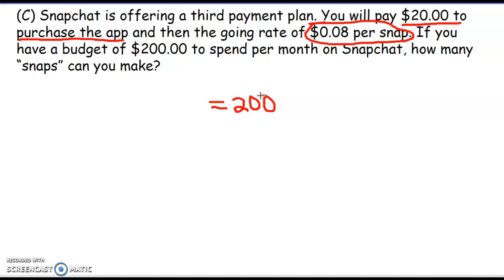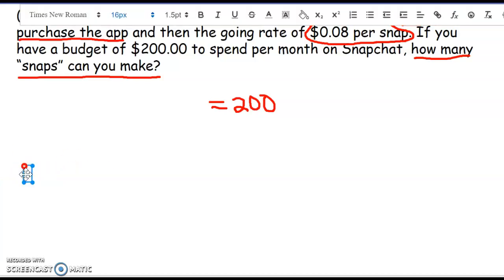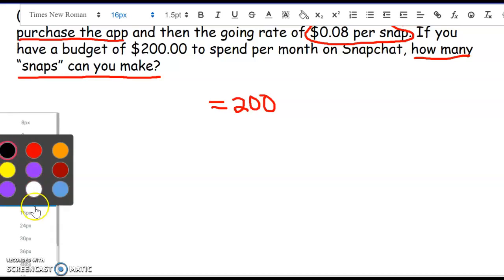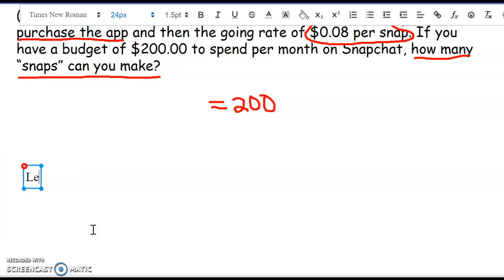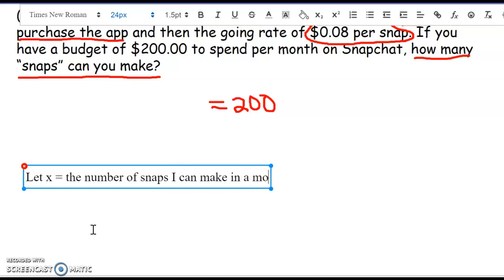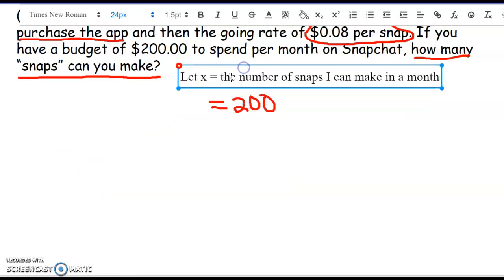Now it's saying how many snaps can I make? That's my let statement. My let statement is always that last part of my word problem, the question part. So down here, I'm going to make a text box with my let statement because I just feel like it might be easier for you guys to read, okay? So let x equal, remember it says how many snaps you can make. So the number of snaps I can make in a month. That is my let statement. I'm going to go ahead and move that right up here so you can see it.